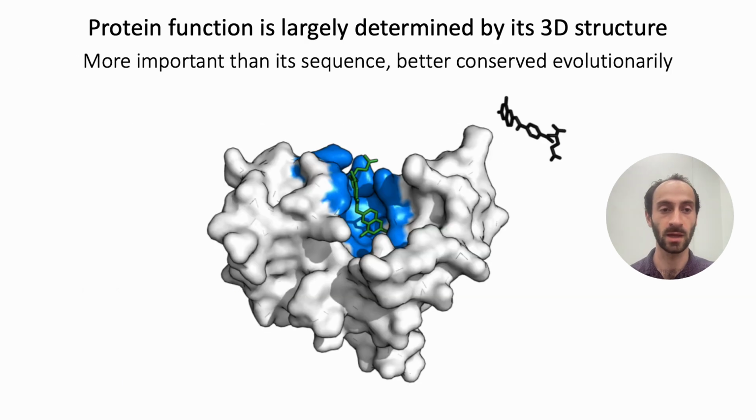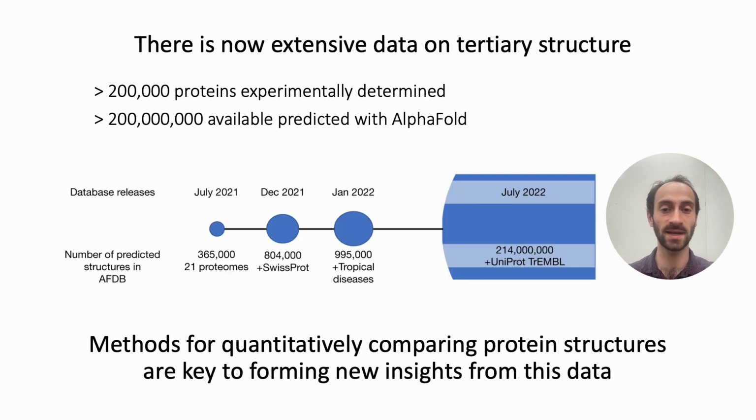Protein function is largely determined by its three-dimensional structure. For example, here we have a protein bound to a ligand at an active site. This is generally more important than its sequence and better conserved evolutionarily. There's now extensive data on protein tertiary structure, with hundreds of thousands of proteins determined experimentally and hundreds of millions predicted. From this, methods for quantitatively comparing proteins are key to forming new insights from this data.